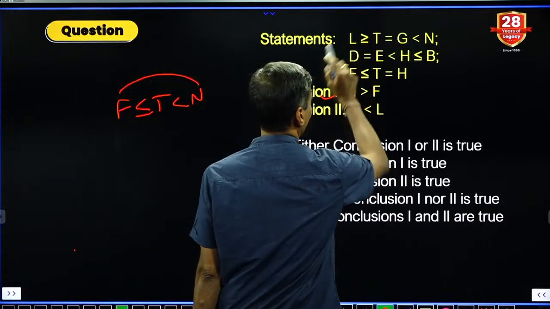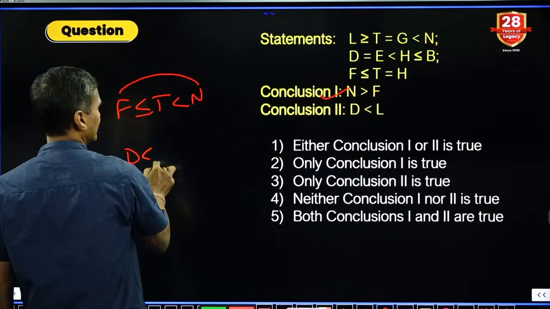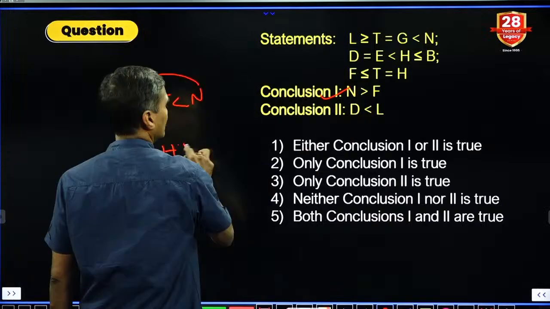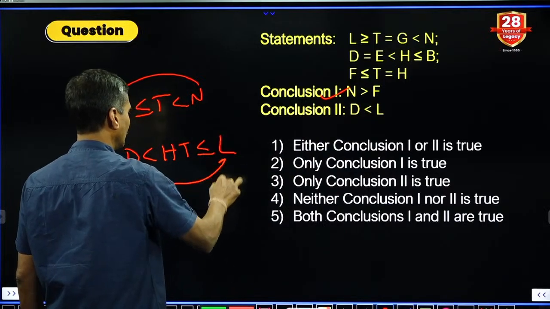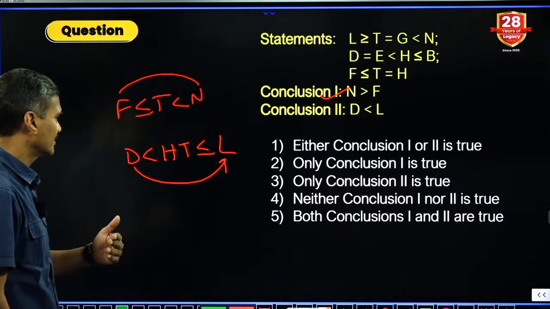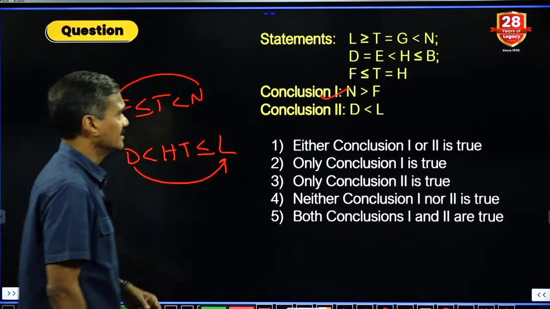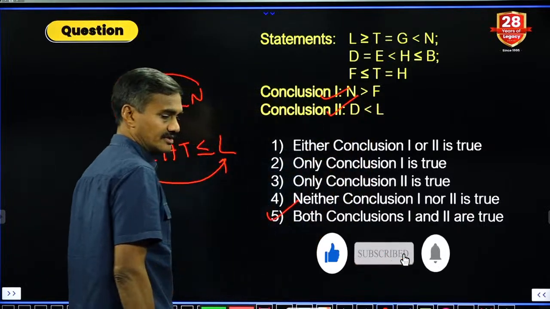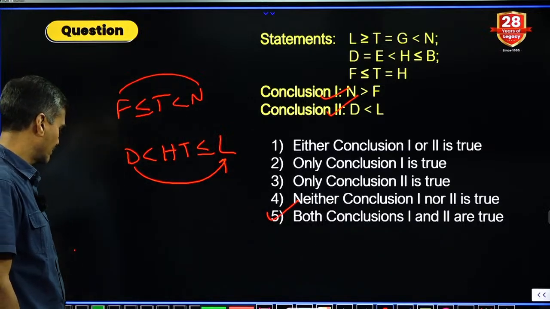Then coming to the second one, now the second, D and L. Where is D, where is L? Which element is common here? D, then H, and H and T. H equals to T, and at the same time T to L. L greater than or equals to T means T lesser than or equals to L. Hence from D to L, D lesser than H lesser than or equals to L. Check from D to L, which symbol is common? Lesser than. Hence D lesser than L, definitely true. Hence both the conclusions are true, both 1 and 2, choice 5. Clear? Question number 7, it is choice 5.